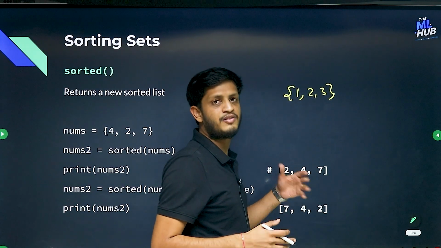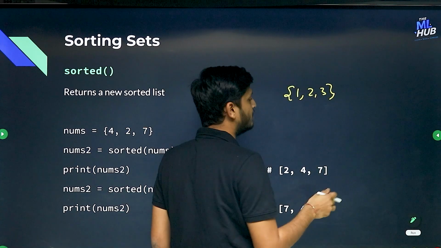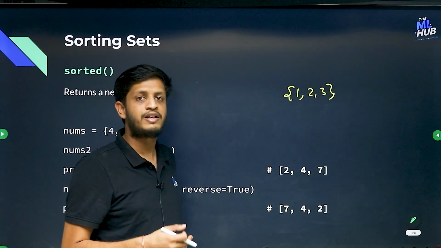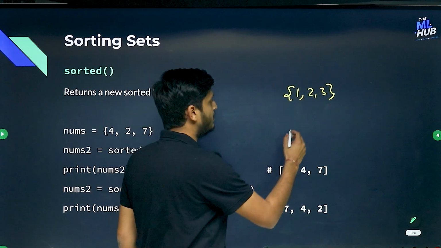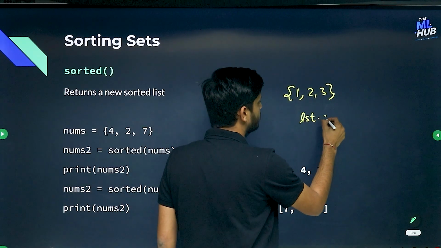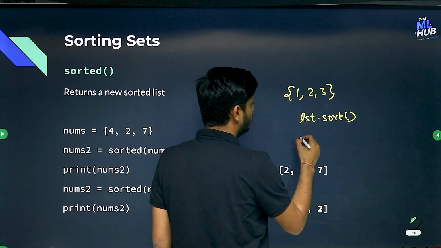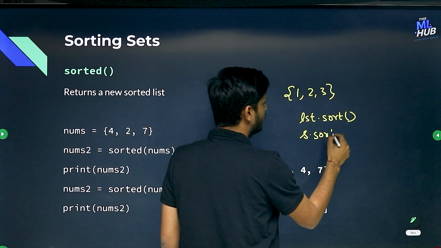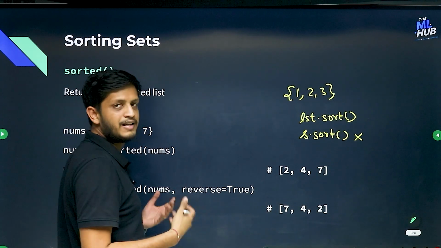If you sort it, it will remain the same, right? Even if you sort it and you print it, again the order might be different. So there is no point in sorting a set in place. And that is why in a list we had a dot sort function that sorts a list in place, which means at the same memory location. But for a set, there is no sort function because it doesn't make sense. Right? You cannot sort a set in place.